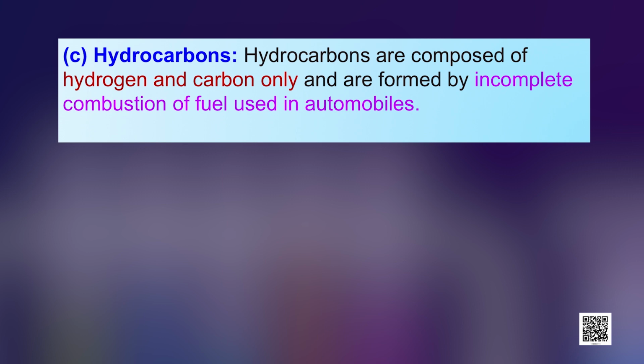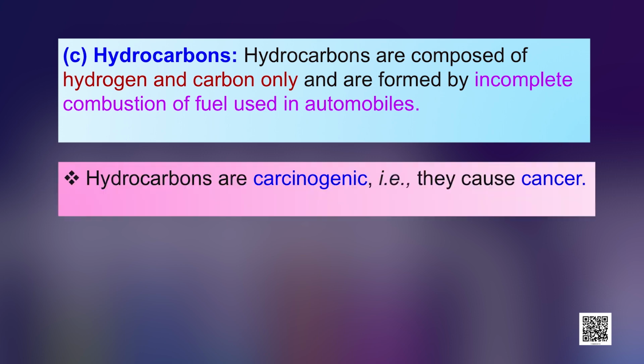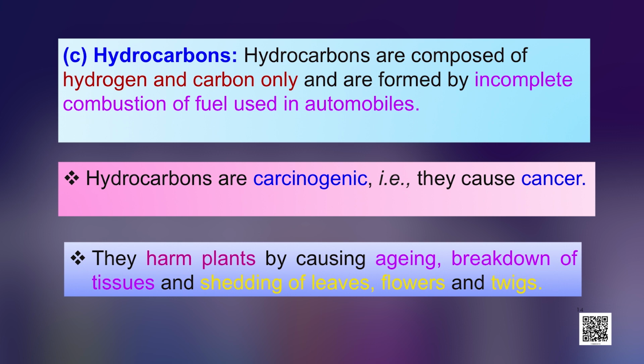The third category is that of hydrocarbons. Hydrocarbons are composed of hydrogen and carbon only and are formed by incomplete combustion of fuel used in the automobiles. Hydrocarbons are carcinogenic and they cause cancer. They harm plants by causing aging, breakdown of tissues and shedding of leaves, flowers and twigs. And the last category of gaseous pollutants is that of oxides of carbon. Here we will be explaining about carbon monoxide and carbon dioxide.